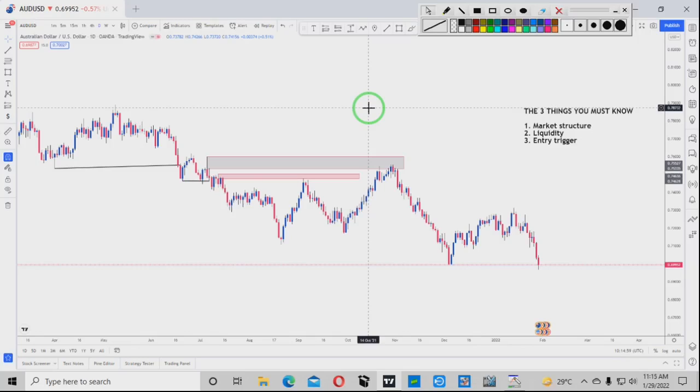So I'm not going to go into details about OB. We have lots of videos on the concept of order blocks that you can check from our playlist, right? So let's go straight into our charts.